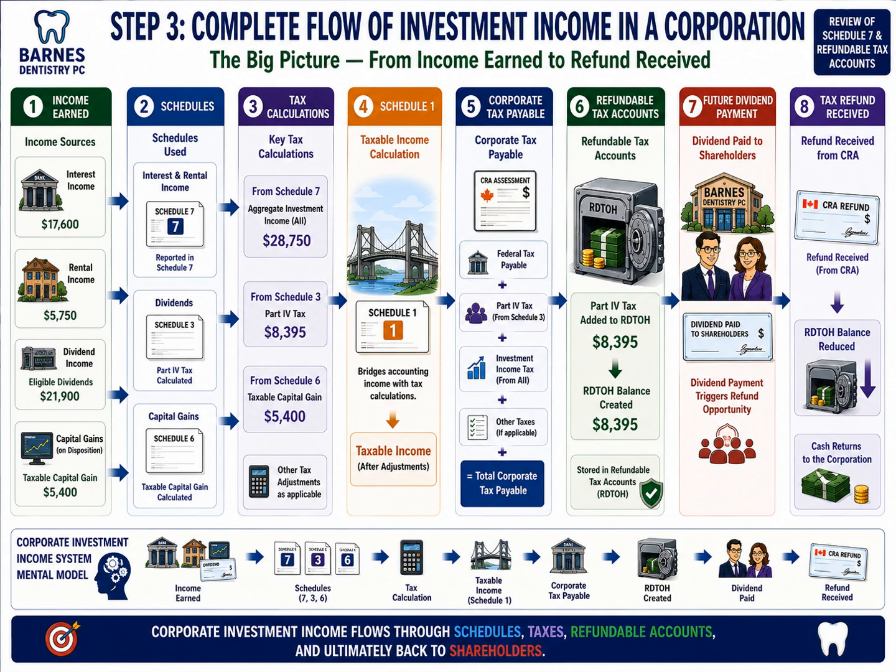Now let's step back and look at the mental model shown at the bottom of the slide. Income is earned. Schedules process the income. Tax calculations are performed. Taxable income is determined. Corporate tax is calculated. Refundable tax accounts are created. Dividends are paid. And refunds are received. This single flow captures the entire investment income system inside a Canadian corporation.